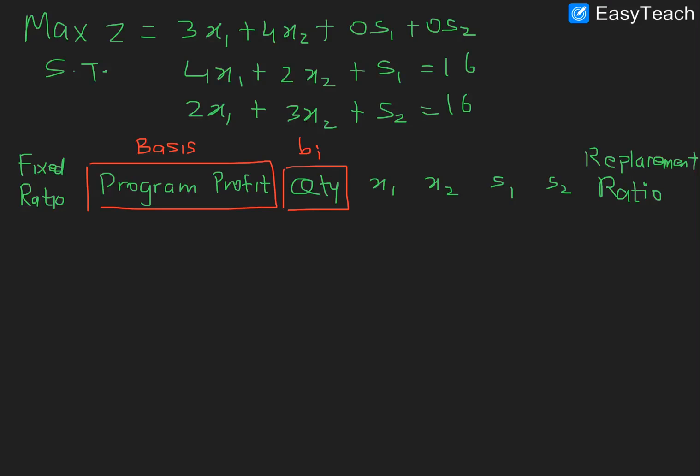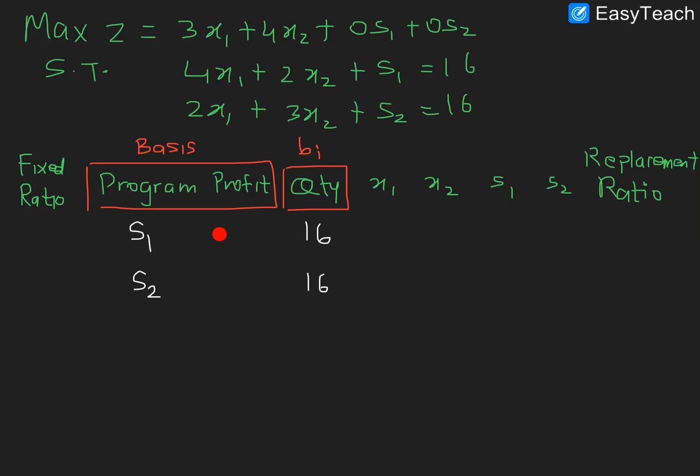So in my program variable we'll have s1 and s2, where s1 is the idle raw material and s2 is the idle labor. Now how many units of s1 and s2 are really idle? At the initial stage, where we haven't produced anything, obviously the entire resource is idle. So I can say 16 units of raw material and 16 units of labor are fully idle. So in the quantity column I'm going to write 16.